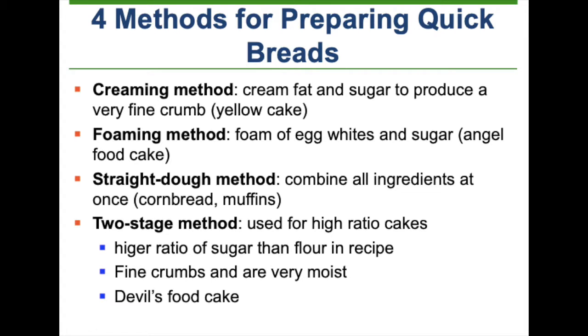The two-stage method is made for high ratio cakes. It has a higher ratio of sugar than flour, fine crumbs, very moist. Devil's food cake is an example.